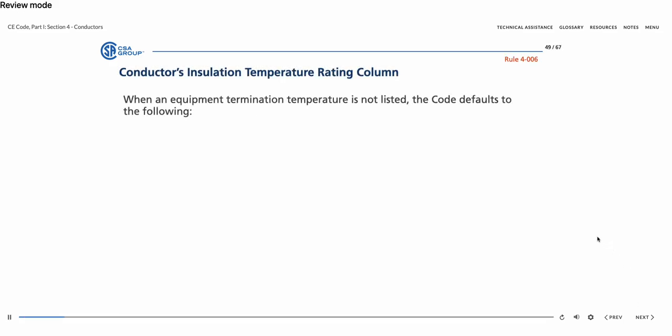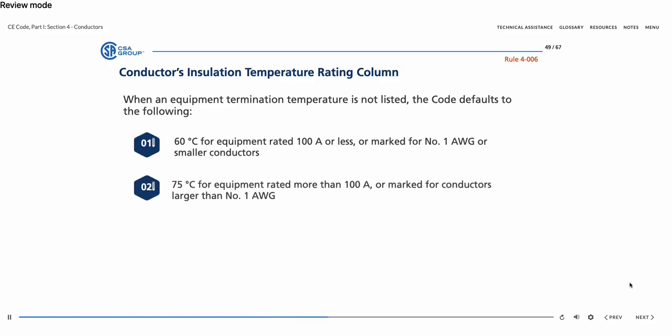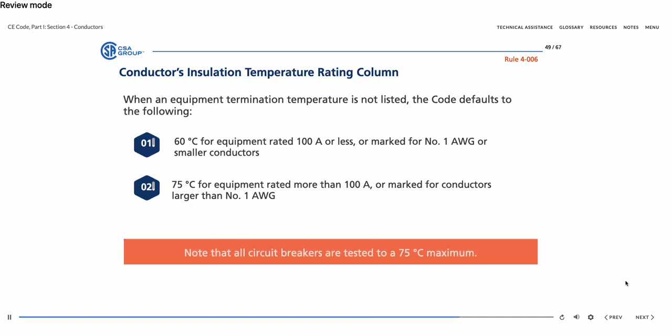When an equipment termination temperature is not listed, the code defaults to the following: 60 degrees Celsius for equipment rated 100 amperes or less, or marked for number 1 gauge or smaller conductors. 75 degrees Celsius for equipment rated more than 100 amperes, or marked for conductors larger than number 1 gauge. Note that all circuit breakers are tested to a 75 degrees Celsius maximum.